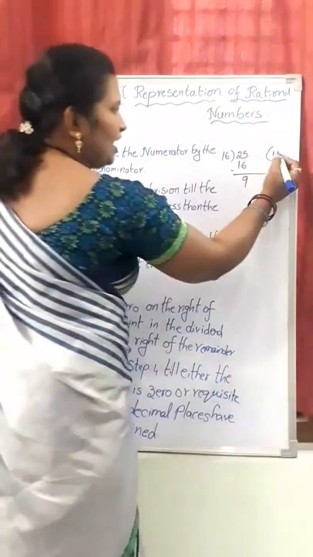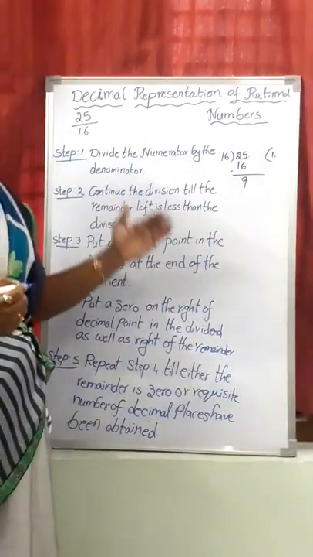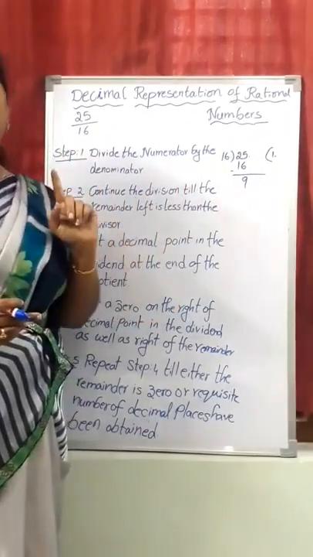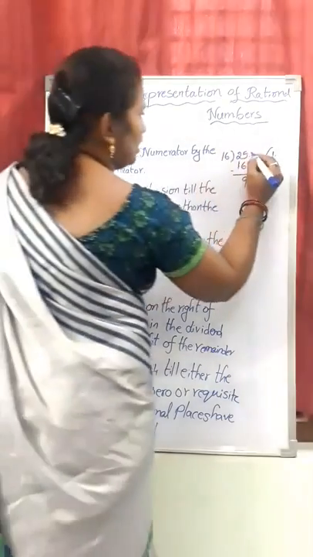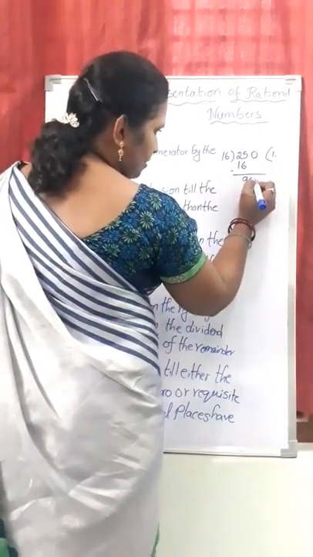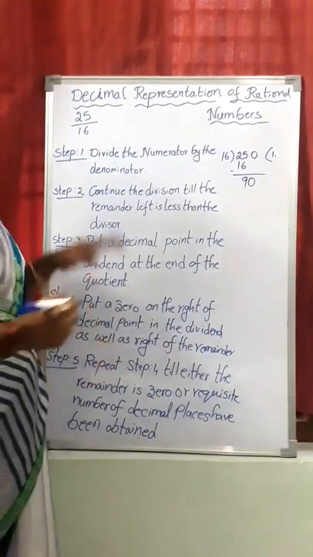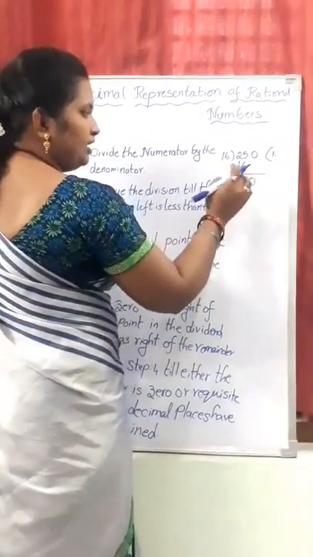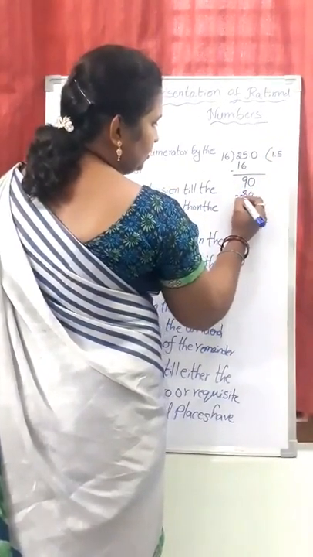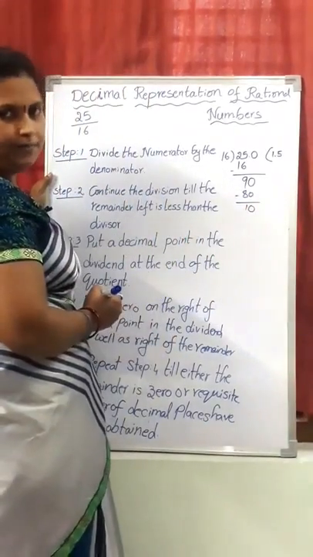So if you keep a point in the quotient, then while doing the division, in every step we have the chance to keep a 0. First of all you keep 0 in the dividend part, and bring down that 0 next to the remainder. Now continue the division. 16 table in 90, how many times? 16 fives are 80. Once again do the subtraction, we get the remainder 10.